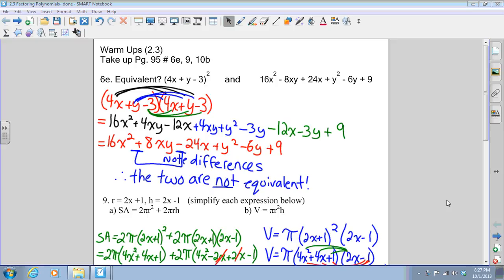Class, welcome to lesson 2.3. Let's take a look at some of our warm-ups. And in this case, we're going to take up page 95, numbers 6E, 9, and 10D.